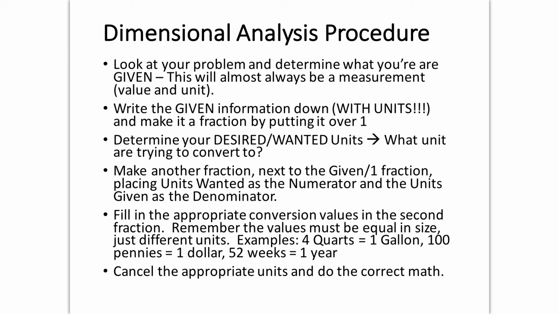So for example, if you're going to have to convert from quarts to gallons, you need 4 quarts for every 1 gallon. 100 pennies equals $1, 52 weeks equals a year, etc., etc. Once you do that, you're going to cancel the appropriate units and do the correct math. Let's see how this works on the next page.